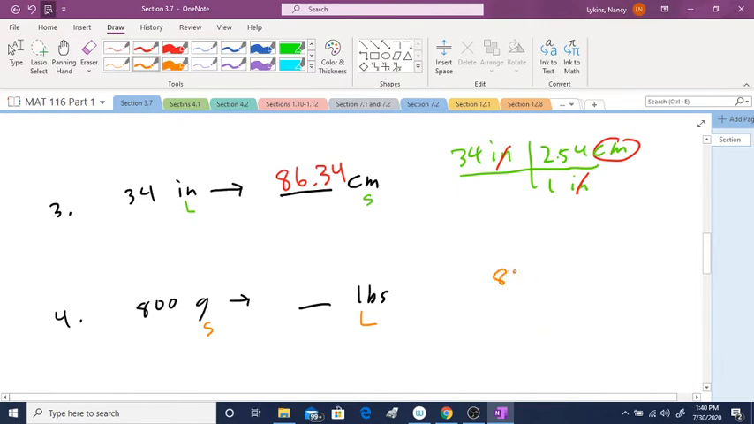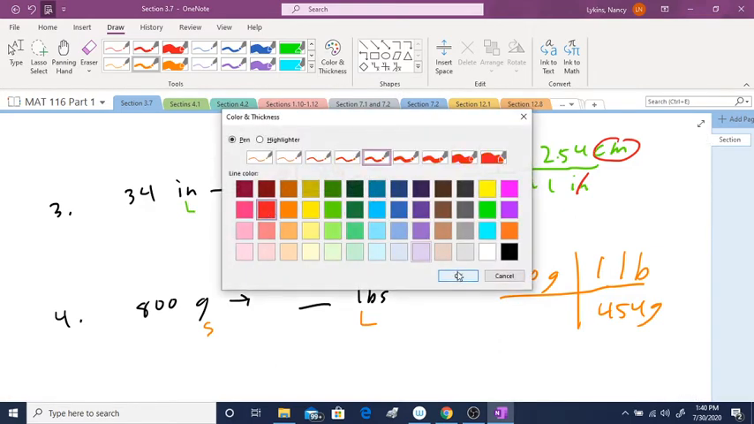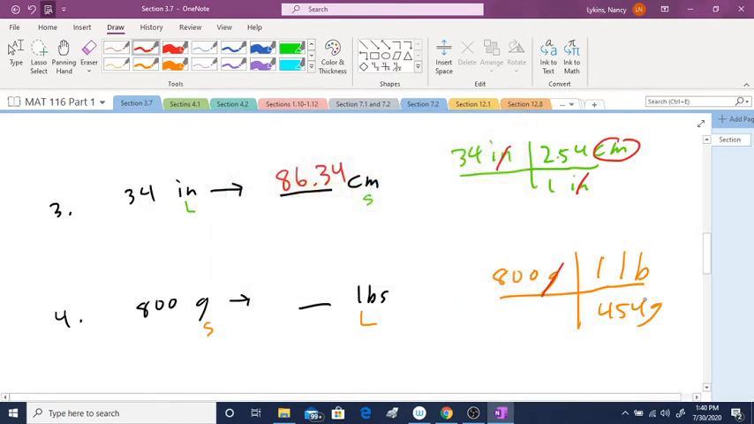So I'm going to take this 800 grams and 1 pound. So that means when I put this on the bottom, that means we're going to divide. That is 454 grams. The grams cancel each other out. Then if we divide, we get something like 1.76.